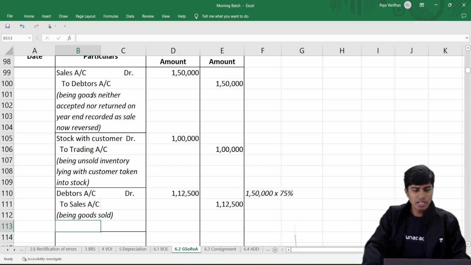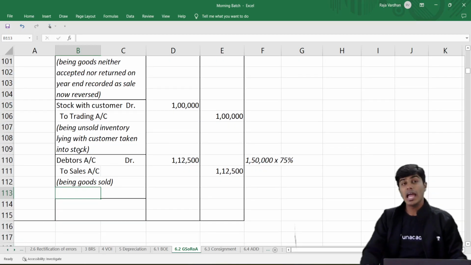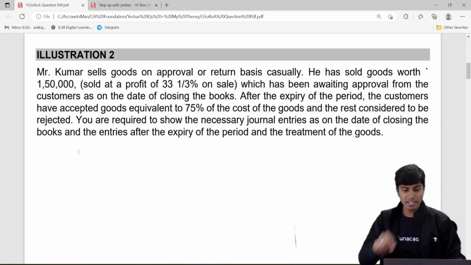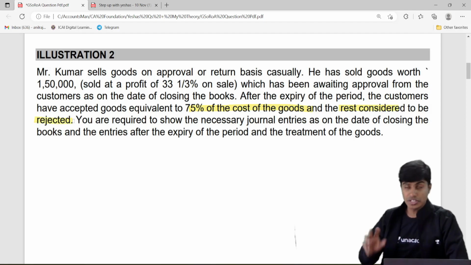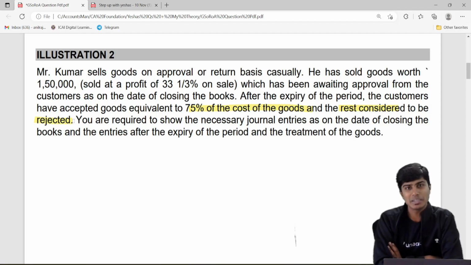Yeah, so this is the reversal of the sale entry. And I don't have to write the entry for the balance 25%. 75% of the goods have been accepted. Rest is considered to be rejected. For such rest of 25% stock which is rejected, I don't have to write any separate entry.